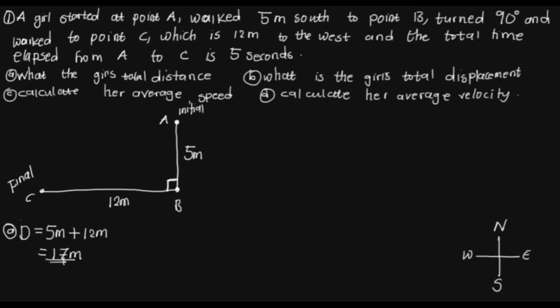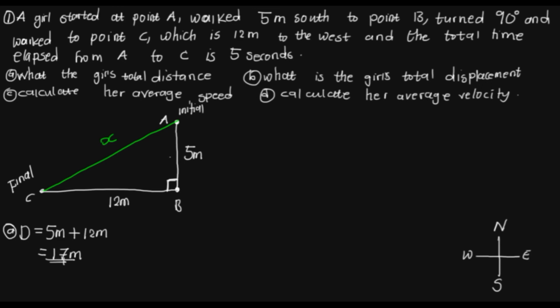Now for the second part, which is the total displacement. For displacement, we need to look from the initial to the final position in a straight line. So the line from A to C is our displacement. We are not interested in where she went and made the turn. We just have to consider the straight line from the initial position to the final position. So we want to find this distance.